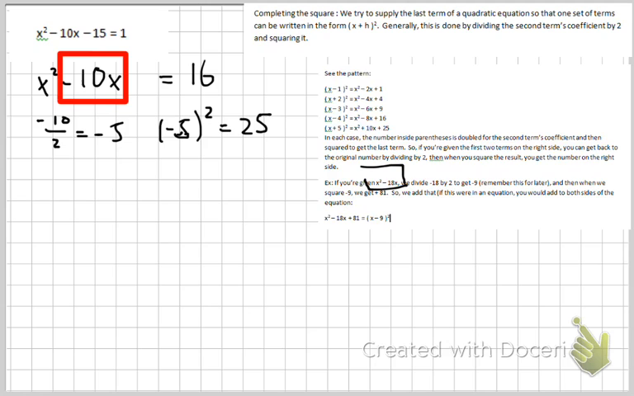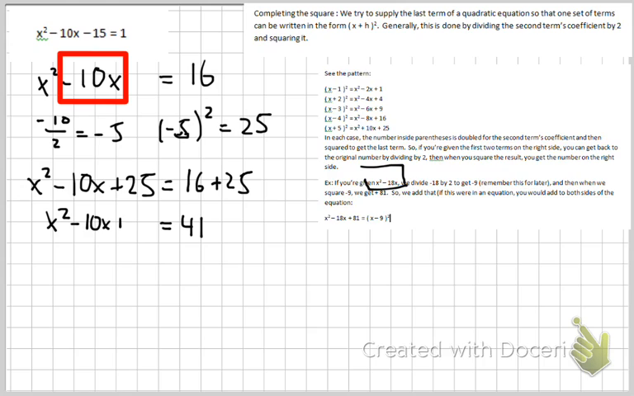And so we have to add this to both sides, because in any equation you have to do the same operations to both sides. So if I add 25 to one side, I add 25 to the other, right? And unfortunately that gives us a not so pretty number. We get 41 on this side, and we have x squared minus 10x plus 25.